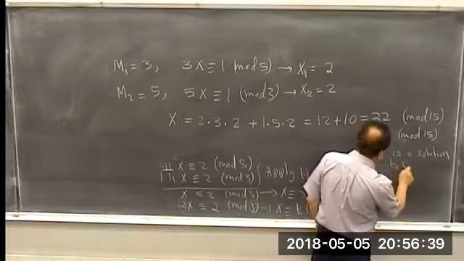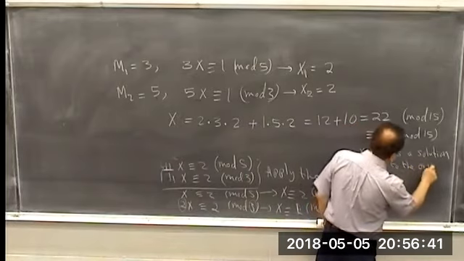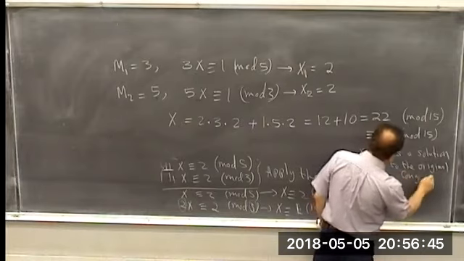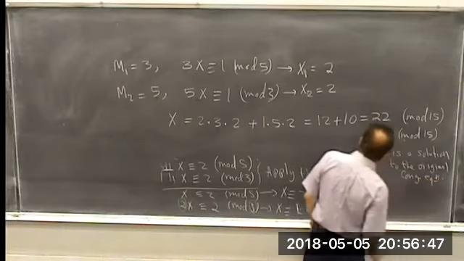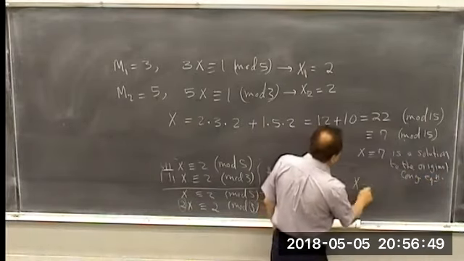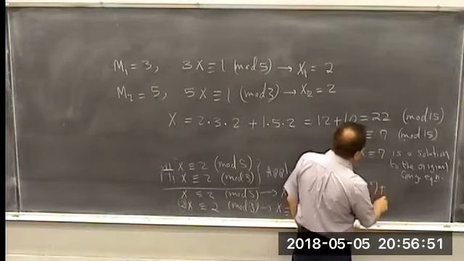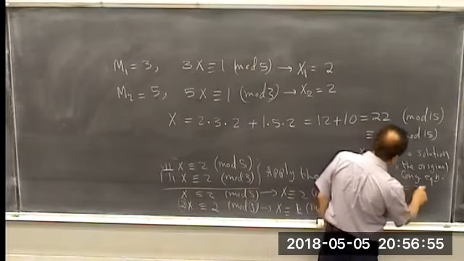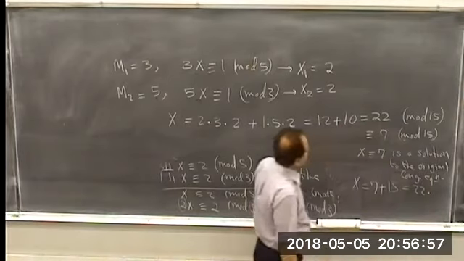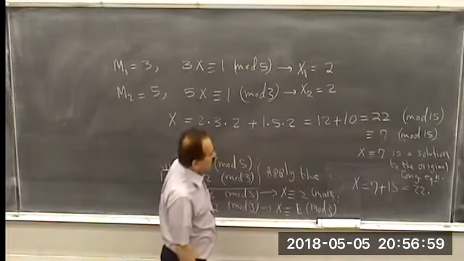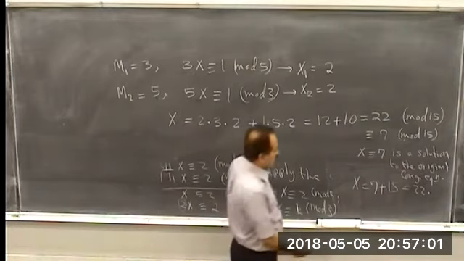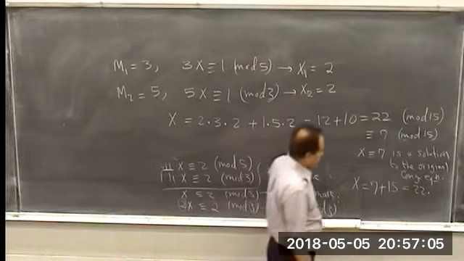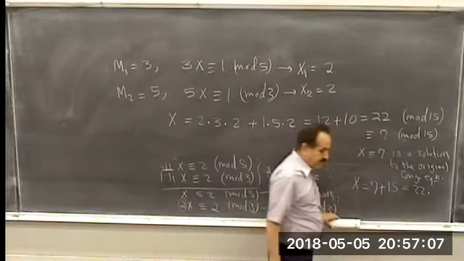So the original congruence equation. Now the other solution is going to be 7 plus 15, which is 22. And now this 22, again for the original equation, mod 30. So this is the other solution.